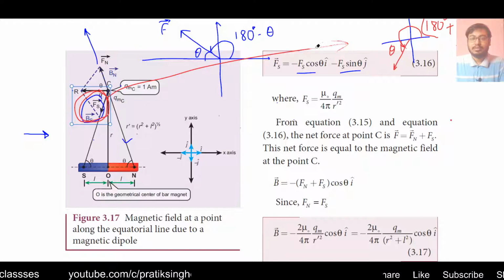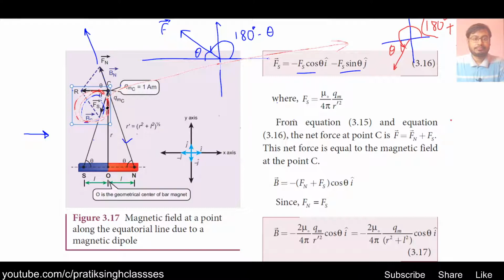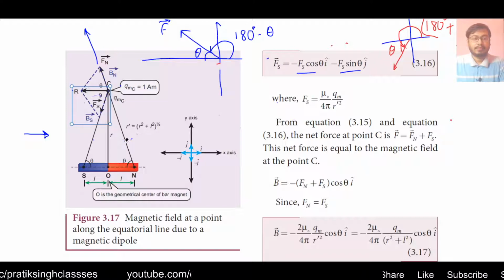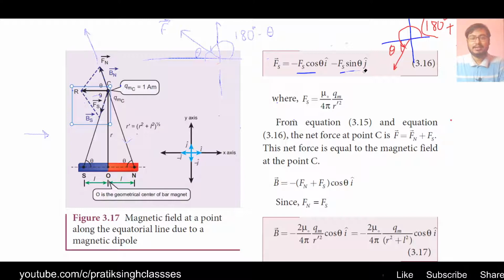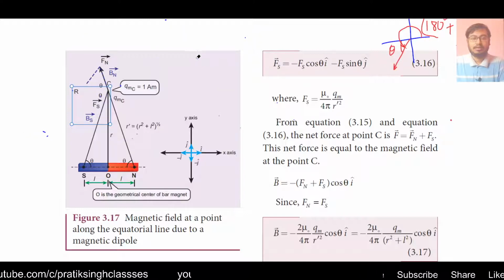Now let me erase this thing for clear visualization. Just a moment. Let me erase this thing also, for the previous Fn. I hope you have understood how to resolve the vector into x-axis component and y-axis component. It is very simple, just like the concept of class 11th.